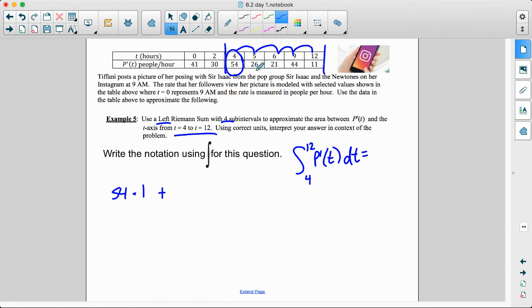Plus, then rectangle number 2 goes from 5 to 6, and its height is the left side, so 26 times 1. The width of the rectangle again is from 5 to 6, which is 1. And then from 6 to 9 has a height of 21 because we use the left side, but 6 to 9 is 3 wide. And then from 9 to 12, our height is 44 using the left side of the interval times a width of 3. So this notation or this work where you write down what you're multiplying together is vital on these questions. They will expect you to show the work for this as a setup of your answer.